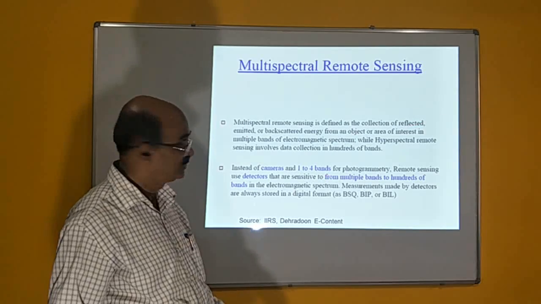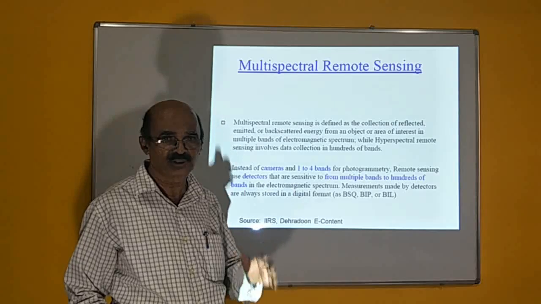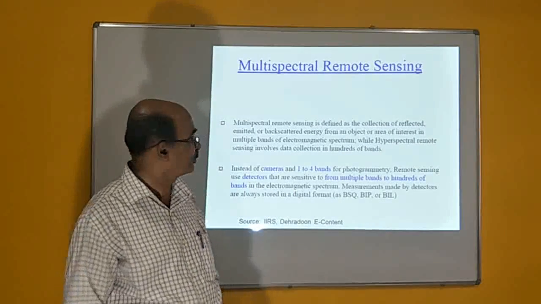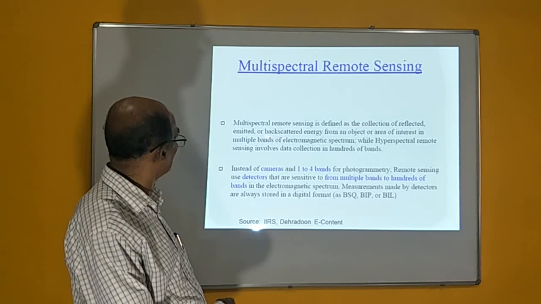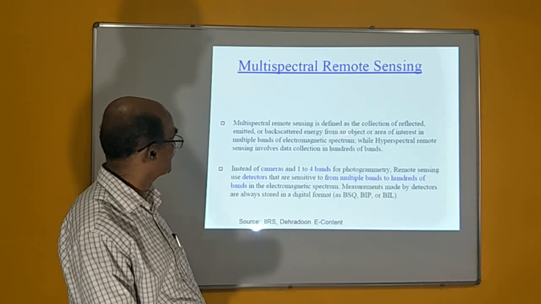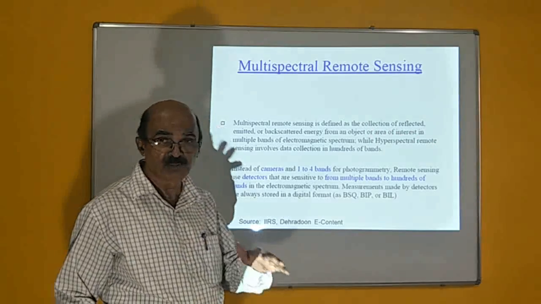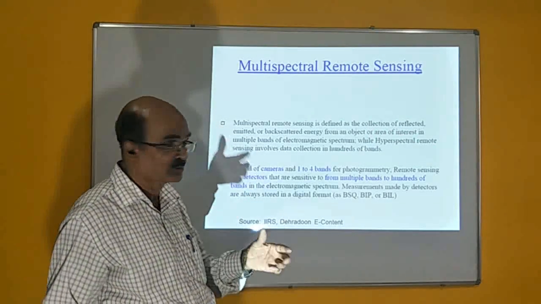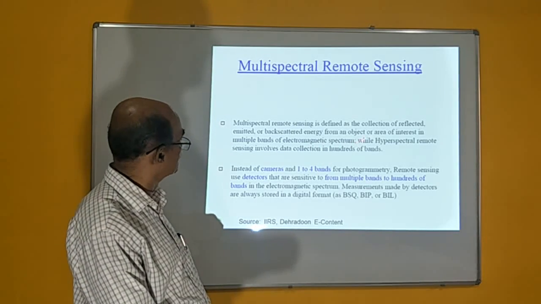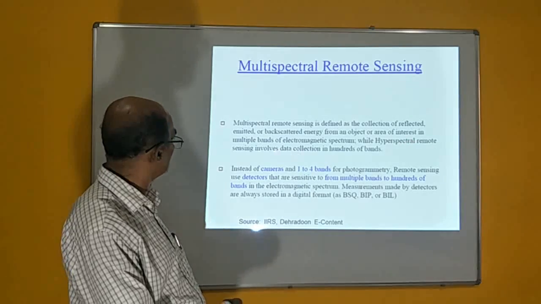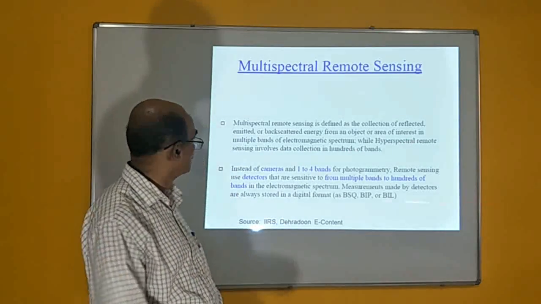See, in case of multispectral remote sensing, we normally gather the data in more than one wavelength of the electromagnetic spectrum. That means it is defined as the collection of reflected or emitted or backscattered energy from an object or area of interest in multiple bands. That means simultaneously recording the signals in more than one wavelength of the electromagnetic spectrum. Whereas in case of hyperspectral remote sensing, we normally gather the data in hundreds of spectral bands.